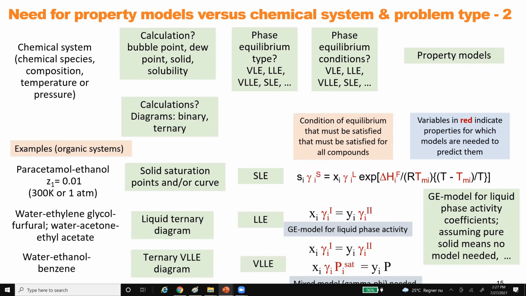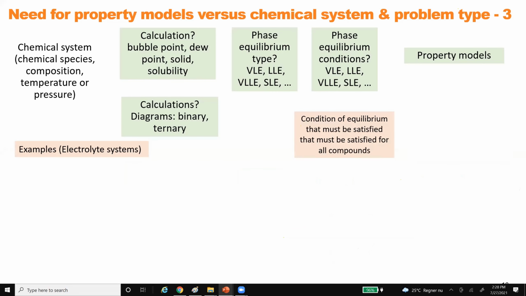How about if we have water, ethanol, benzene? This is a ternary system, and it may have 3 phases, 1 vapor and 2 liquid. So this can be satisfied by adding 2 conditions, the equilibrium condition between the liquid-liquid and the vapor-liquid condition for the bottom equation. And then we need a model for the liquid phase, a model for the vapor phase, and we need the vapor pressure model.